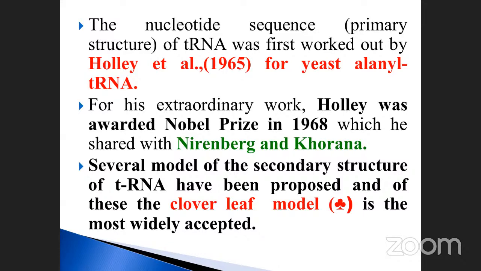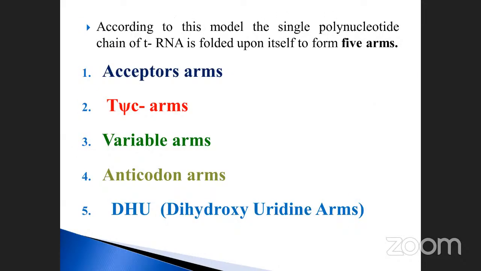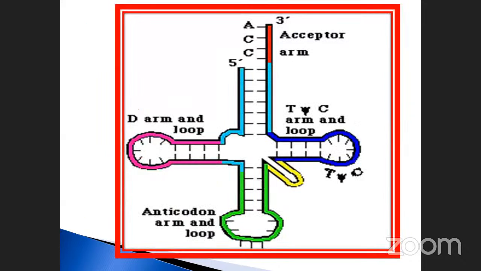Several models of the secondary structure of tRNA have been proposed, and of these, the cloverleaf model is the most widely accepted. So many times scientists have given their own specific models. Particularly, the one accepted worldwide is the cloverleaf model. This is very, very important, my dear students. See the structure, you can easily identify. This is the cloverleaf model. How many arms are there? 5 arms: acceptor arm and T psi C arm.